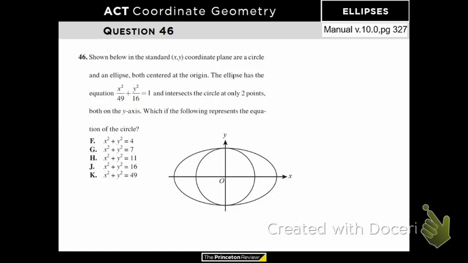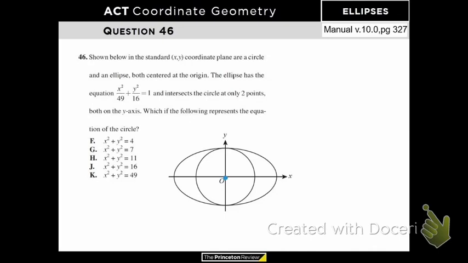So here is my problem. Shown below in the standard xy coordinate plane are a circle and an ellipse, both centered at the origin. The ellipse has the equation x squared over 49 plus y squared over 16 equals 1 and intersects the circle at only 2 points, both on the y-axis. Which of the following represents the equation of the circle? So this we know is at 0, 0.